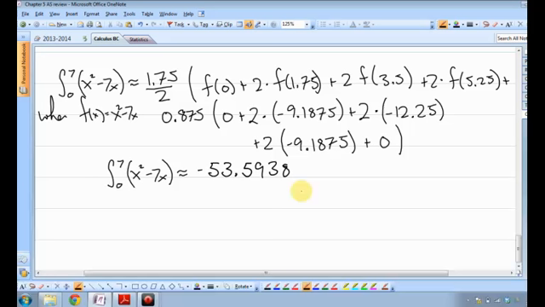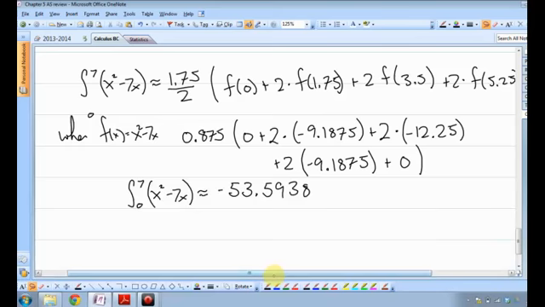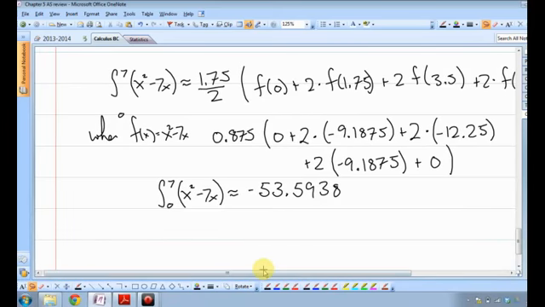Wait, what's the rule? Is the rule like round to 3 decimals unrounded? Yeah, that's the way I prefer it. 3 decimals unrounded. At the very end. Yeah. Only at the end.